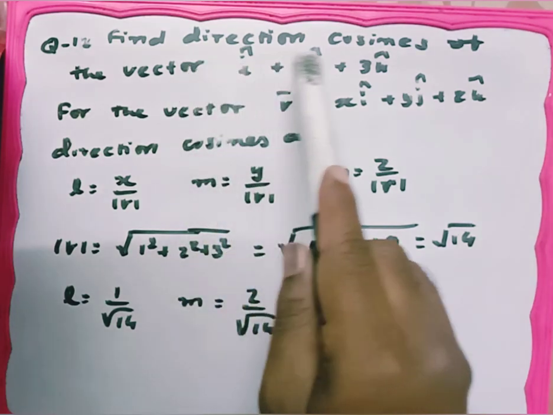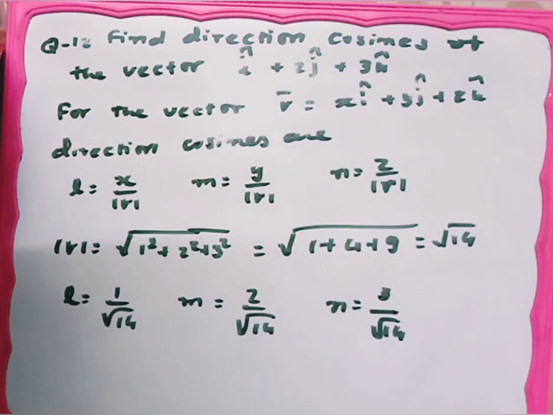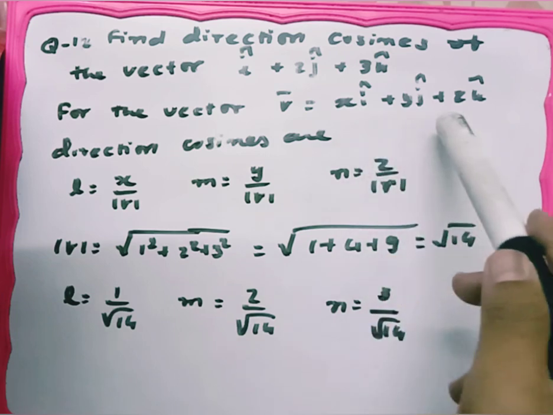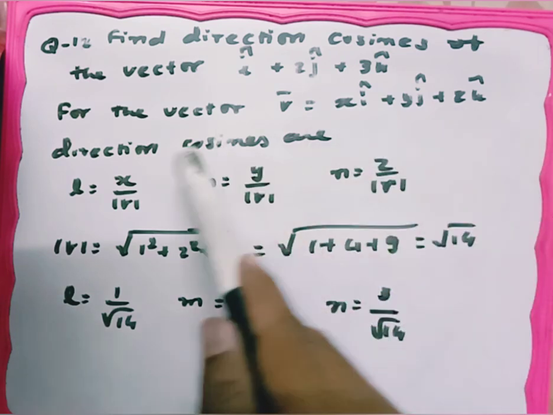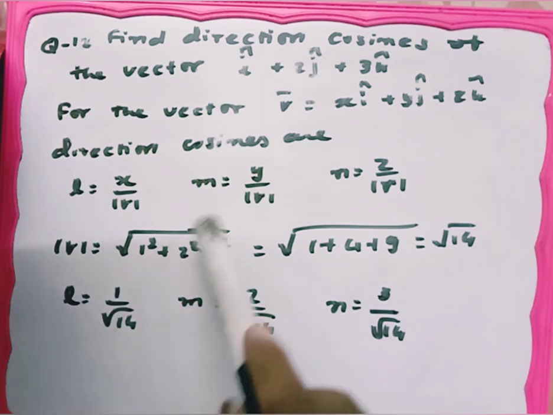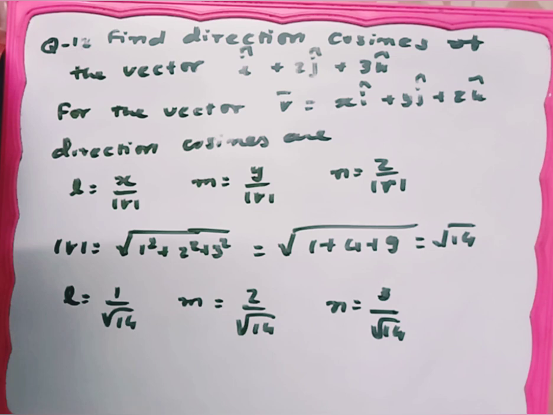Question 12: we have to find the direction cosines of the vector i caret plus 2j caret plus 3k caret. So we know that the vector r bar equals x i caret plus y j caret plus z k caret has the direction cosines l equals x upon magnitude r, m equals y upon magnitude r, n equals z upon magnitude r.